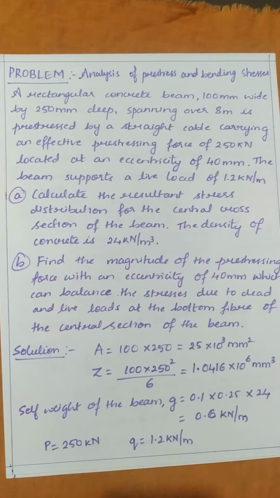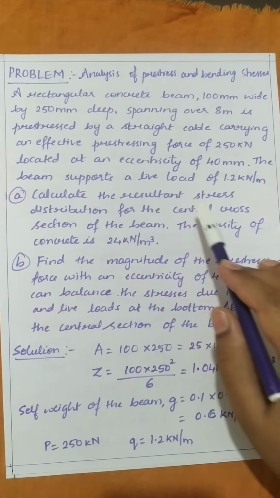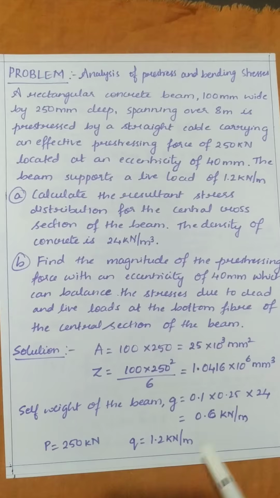Next, we have to calculate the self weight of the beam. G equal to 0.1 into 0.25 into 24, that is 0.6 kilonewton per meter, and the live load is given as 1.2 kilonewton per meter. Let us represent it as small q, 1.2 kilonewton per meter, and pre-stressing force is given as 250 kilonewton.